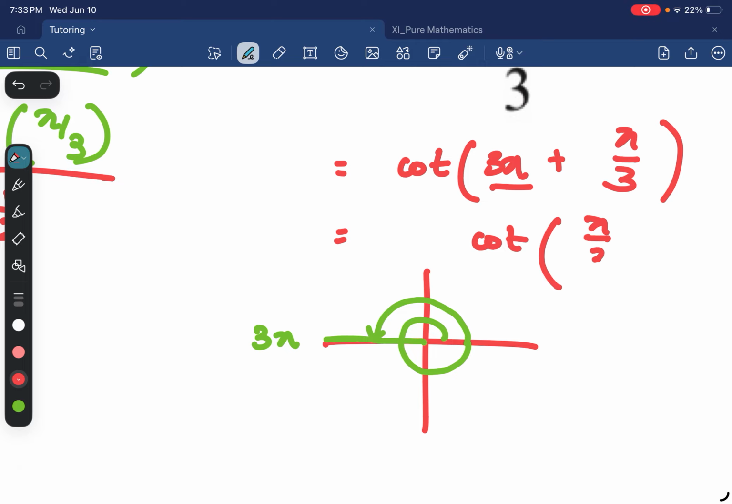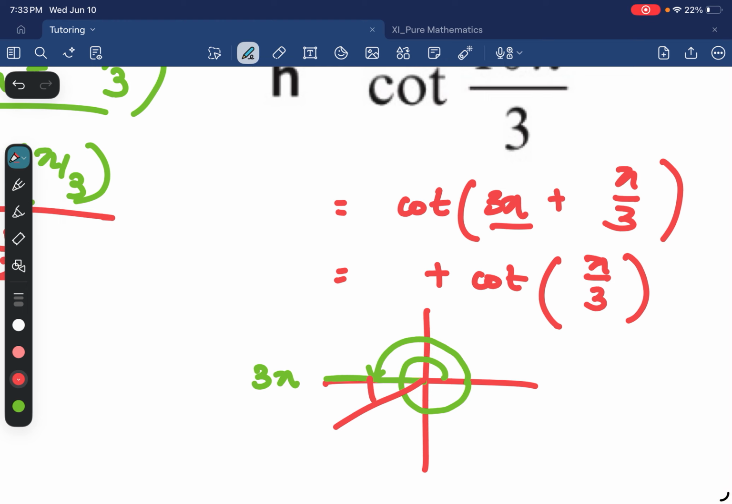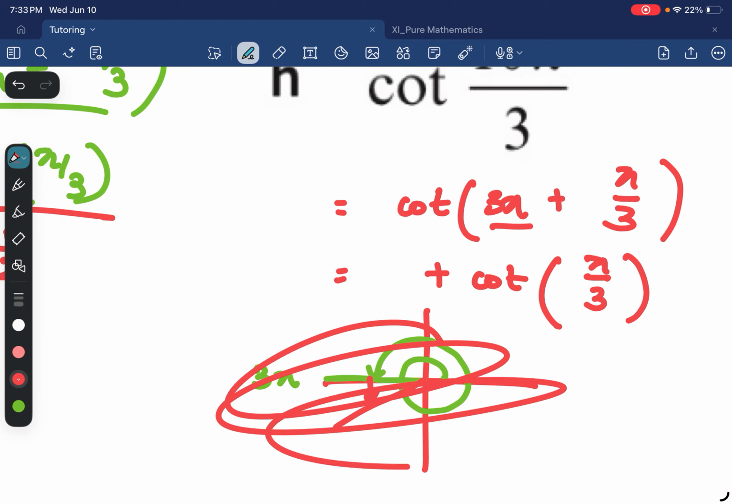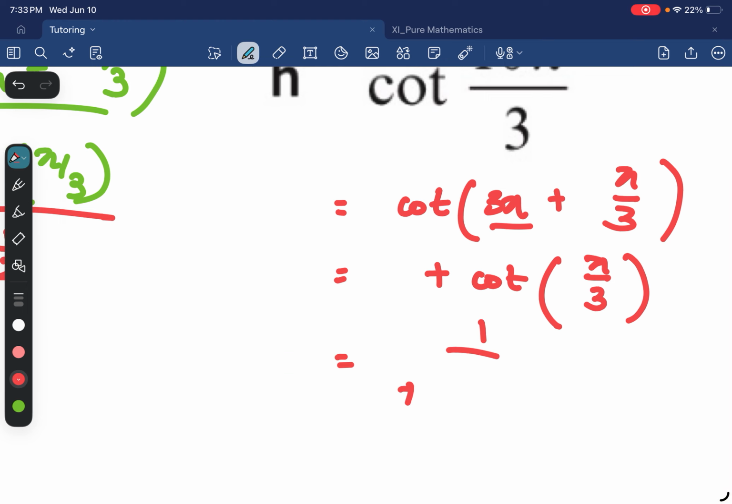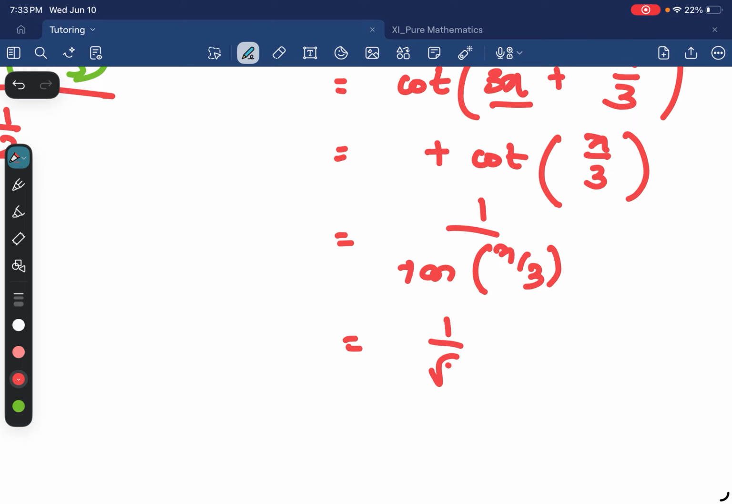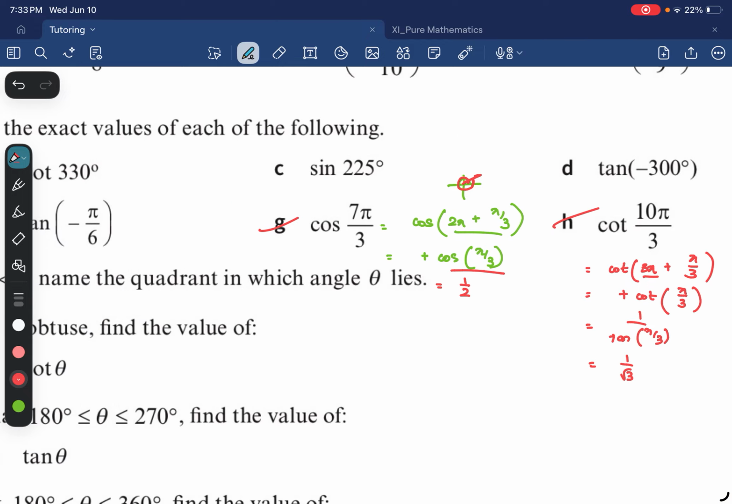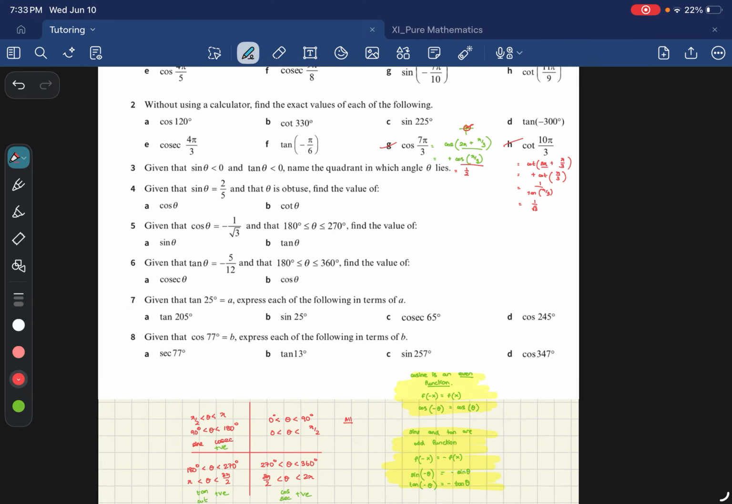I just take cot pi over 3, and then it's in the third quadrant. In the third quadrant, cot is positive. All right. So 3 pi plus pi over 3 is going to be in the third quadrant, right? So that is just 1 over tan pi by 3, and tan pi by 3, if you remember, is root 3. So your final answer is 1 over root 3, positive. And that is the solution to H. All right.